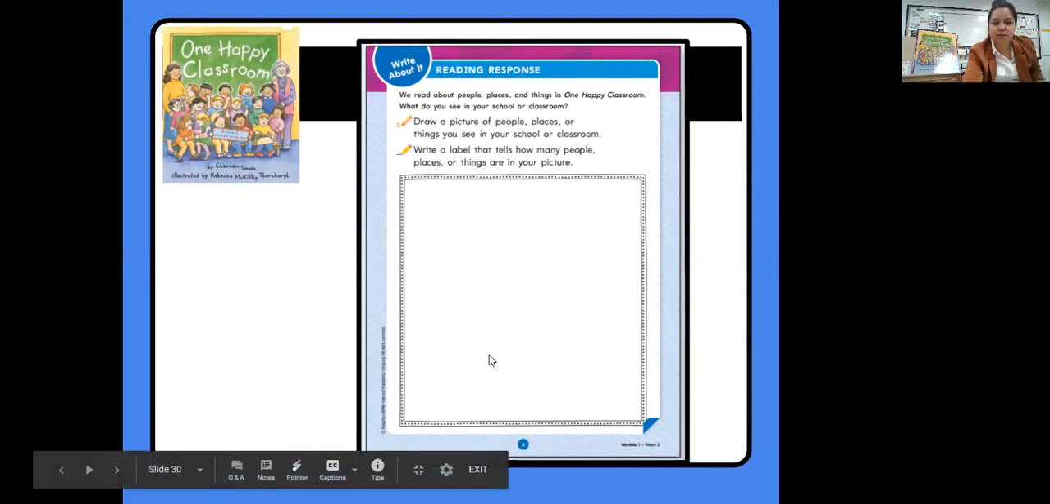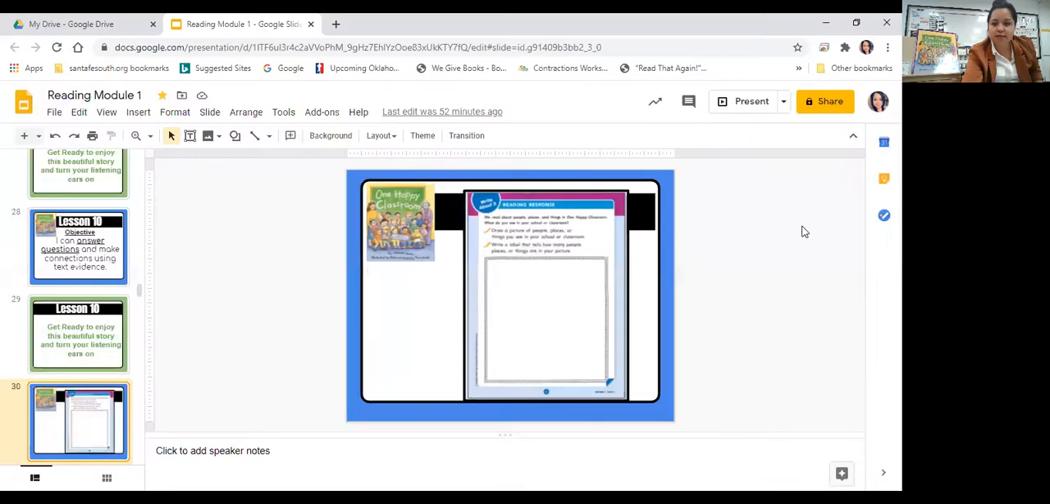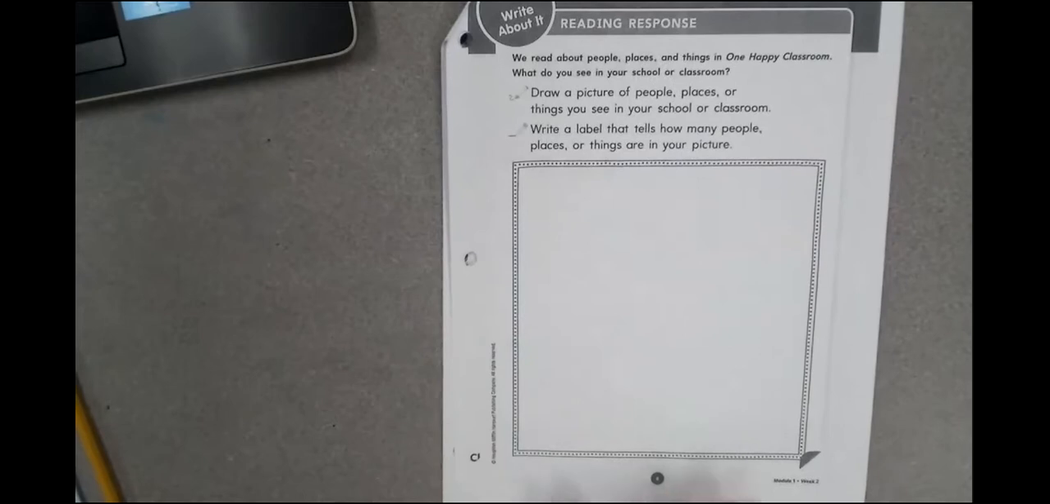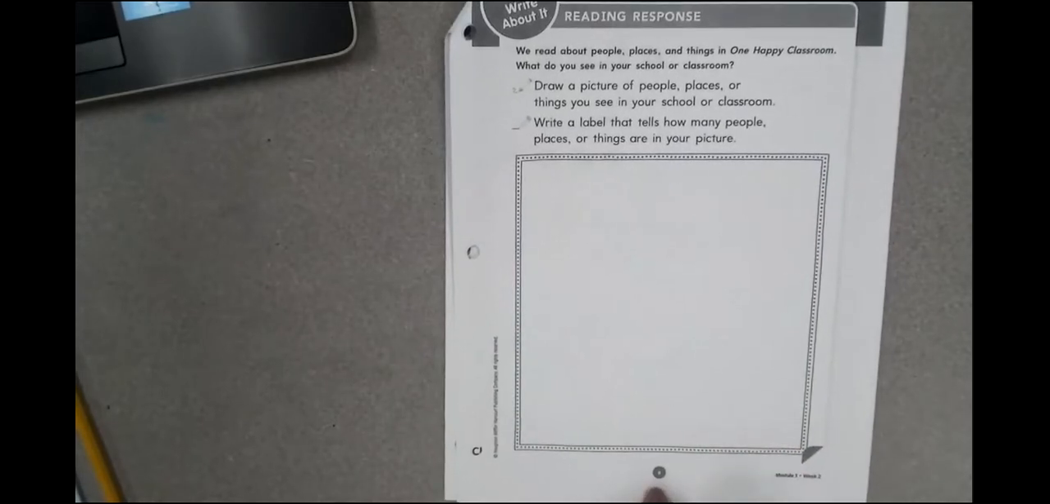Okay? So let's begin. Let me switch my camera. All right, so you're going to need that. That's how it looks from your packet, okay? All right, at the very bottom, it says page 8.